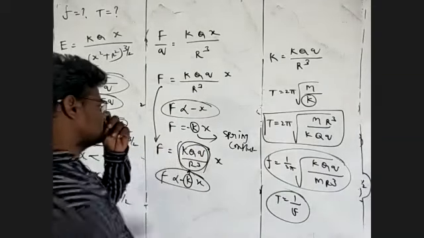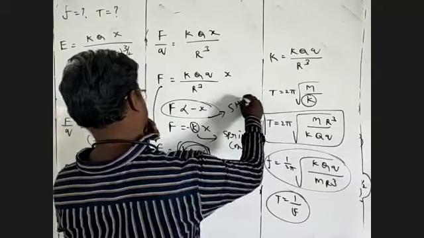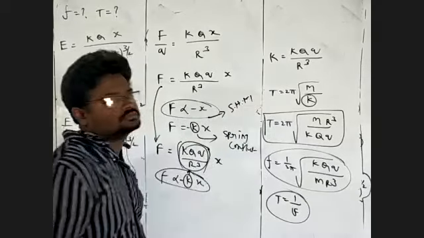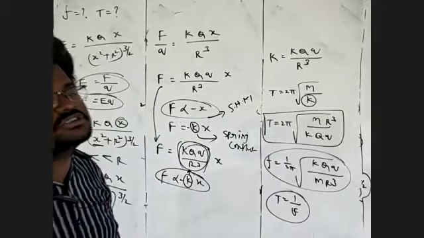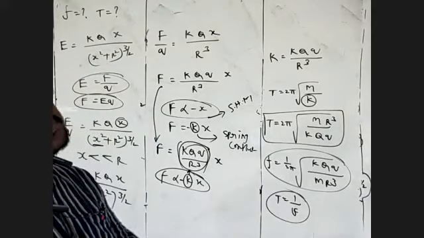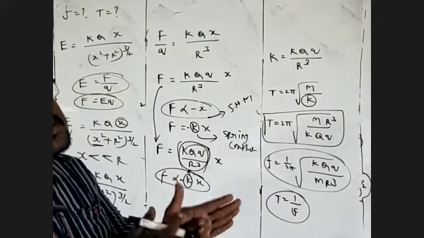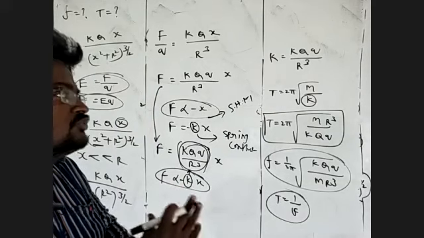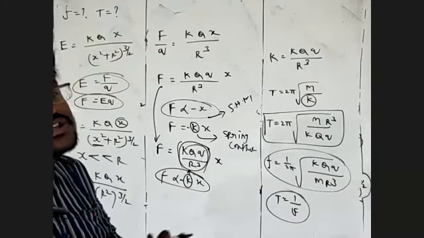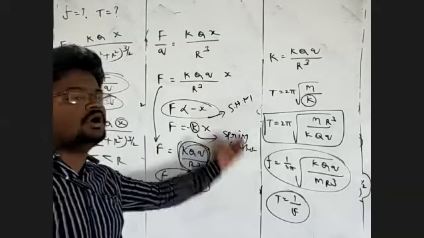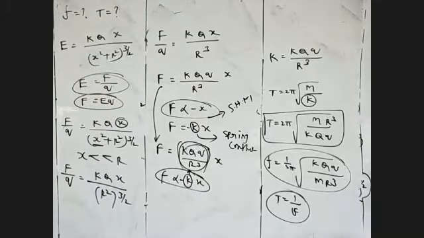This is what we call simple harmonic motion. The charged particle moves along a straight line path, because this is a simple harmonic motion.